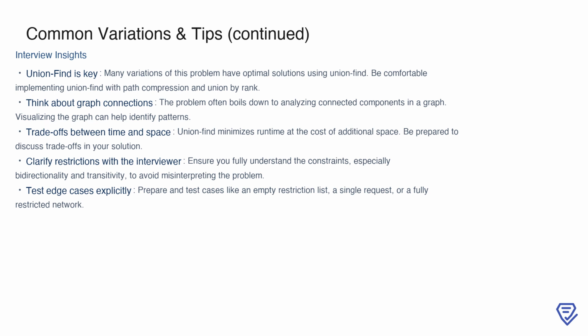Finally, make sure to explicitly test edge cases, such as scenarios with an empty restriction list, a single request, or a network where all friendships are restricted. These cases can often reveal underlying issues in your logic.